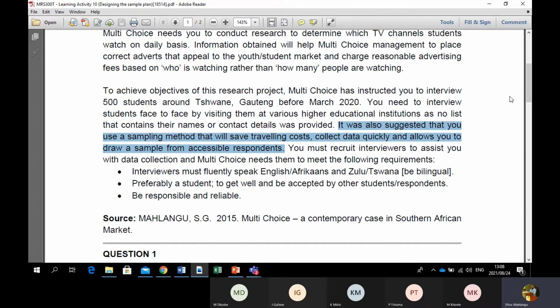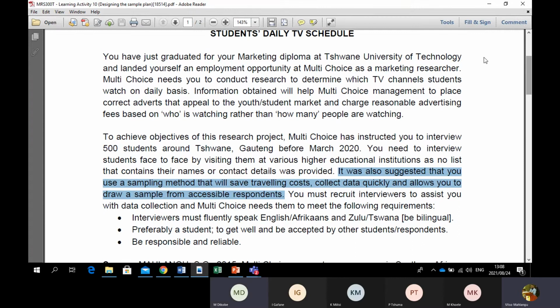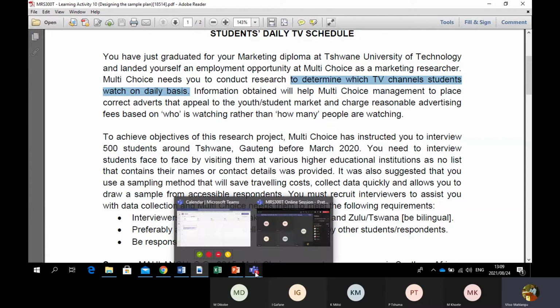Then you will see that the research project that we are conducting is to determine which TV channels students watch on a daily basis. So our project is the preferred TV channels for students, and we'll be designing a sampling plan for that.